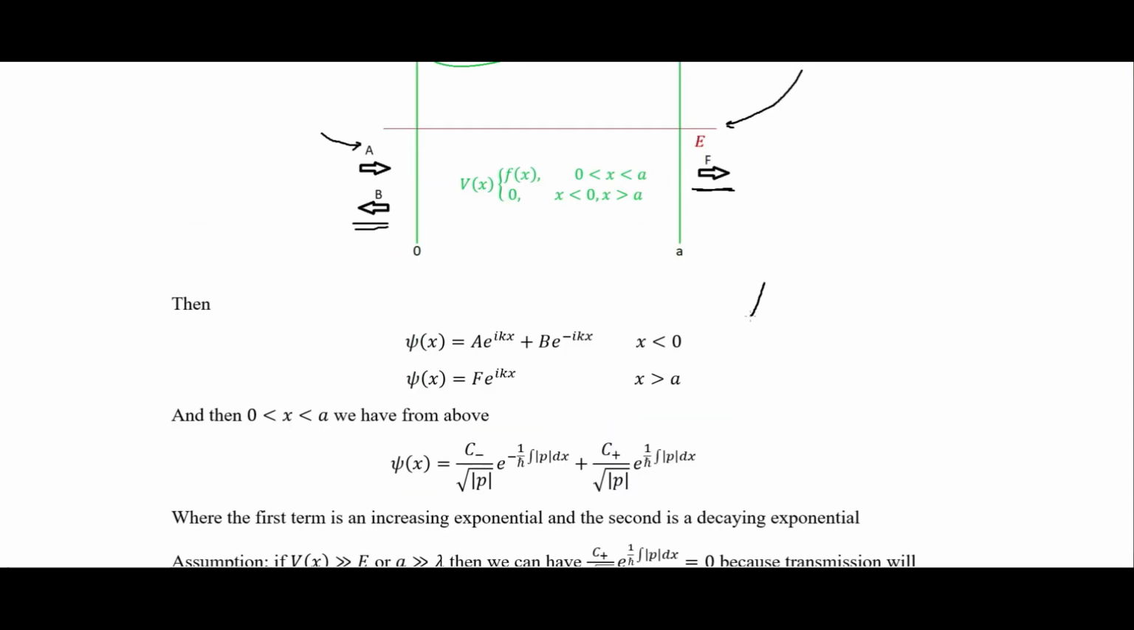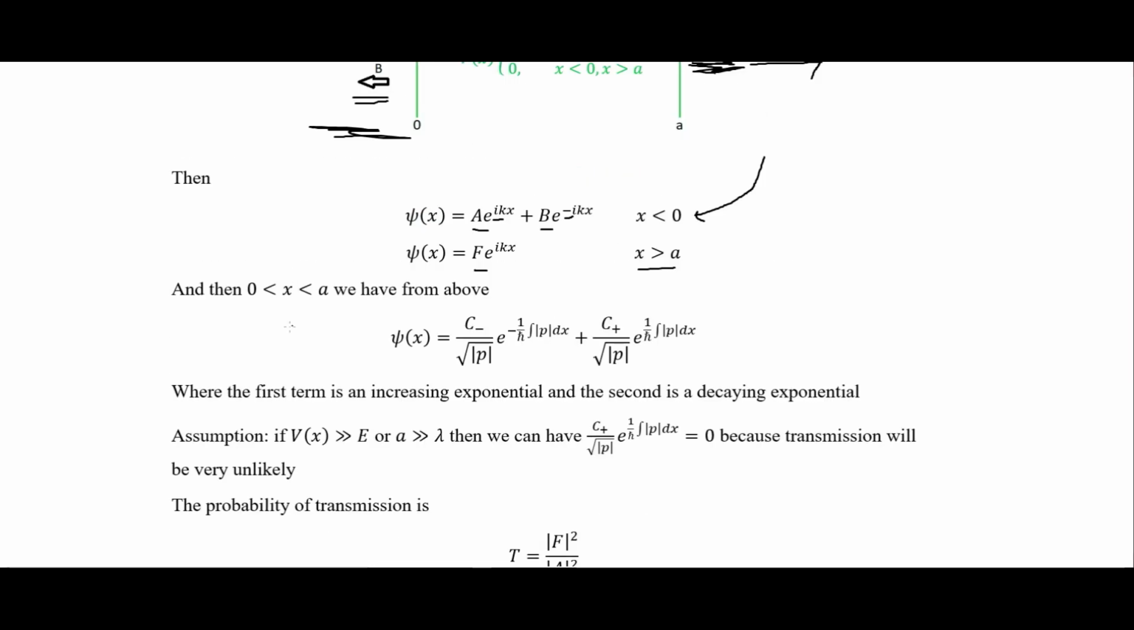When x is less than zero, over here, we have this A and this B. The A is moving to the right, and the B is moving to the left, and that's why we have the positive and negative here. Then the F here is our transmission, so that's when x is greater than a. And so we have this F and then this e to the i k x, and it's moving to the right there.